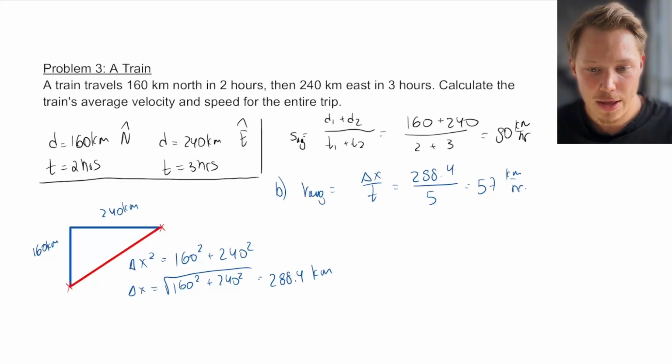Now, in the next video, we're going to be talking about relative velocity. We will very briefly discuss this concept and solve a practice problem that has to do with relative velocity.